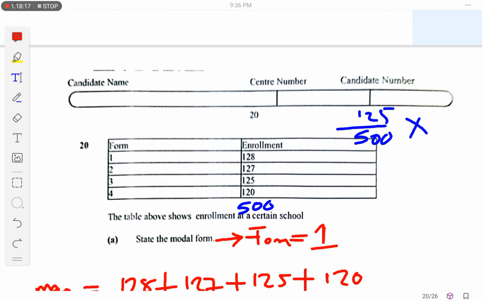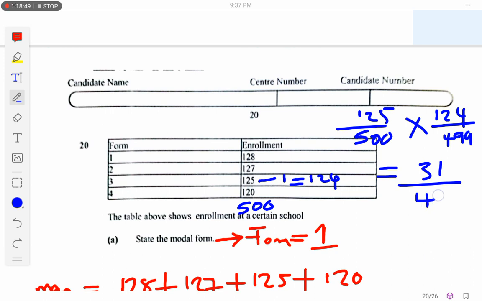So what it means is this: if I have taken one here, like this is one student, then I'm now picking another student, it means the total has changed. I no longer have 500, I now have what? 499. Okay, then from 125 also I have subtracted one student. What do I have? I now have 124. So I have 124 over 499. If you multiply this, you find out your probability is going to be 31 over 499, like that. That will be your probability. Okay, let's move on to the next question.